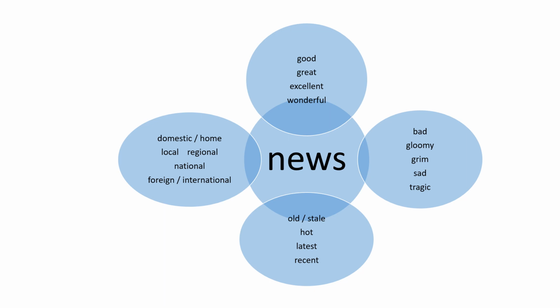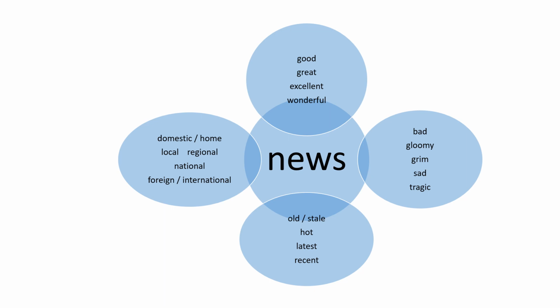Let's look at the adjectives that we can use when talking about news. If the news is positive, in the first bubble, we have good, great, excellent, wonderful. You can also add other positive adjectives to the list. If the news is bad, then we can use the following adjectives: gloomy, grim, sad, or tragic. It can also be terrible or horrible, any adjective that is negative that comes to your mind.